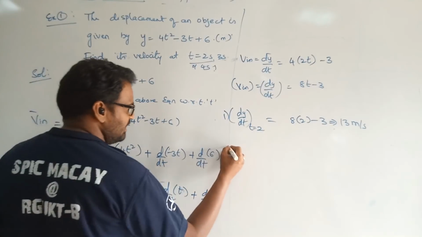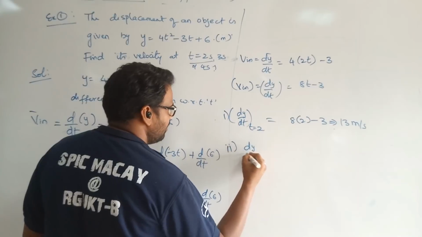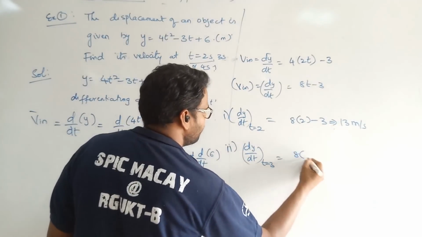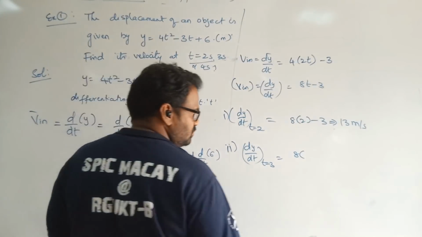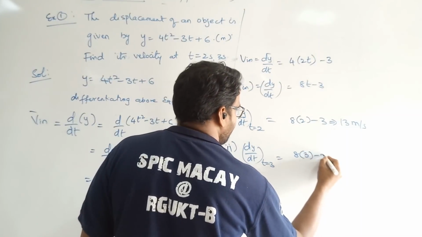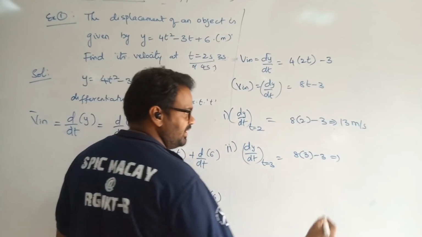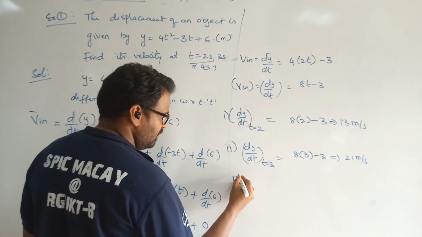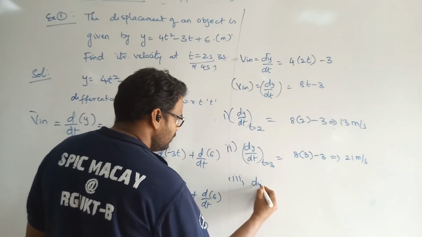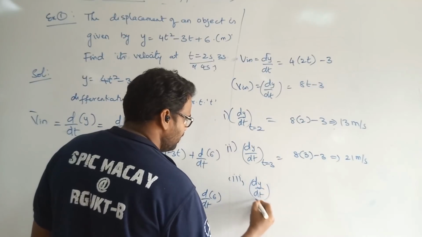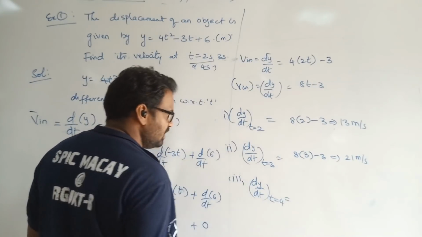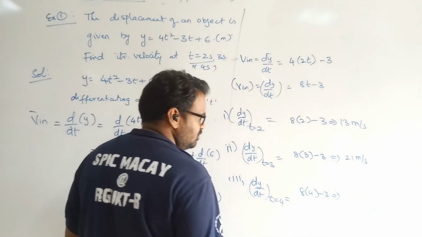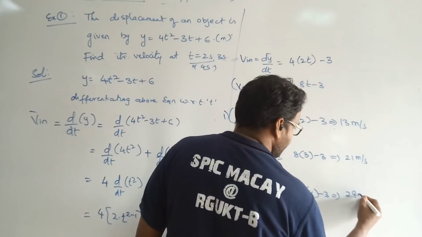Now check the second instant: dy by dt at a time t equals 3. In place of t, you are supposed to substitute 3: 8 times 3 is 24, minus 3 gives 21 meters per second. And the third one, at t equals 4 seconds: dy by dt at t equals 4 seconds is equal to 8 times 4 minus 3, 8 fours are 32, minus 3 is 29 meters per second.